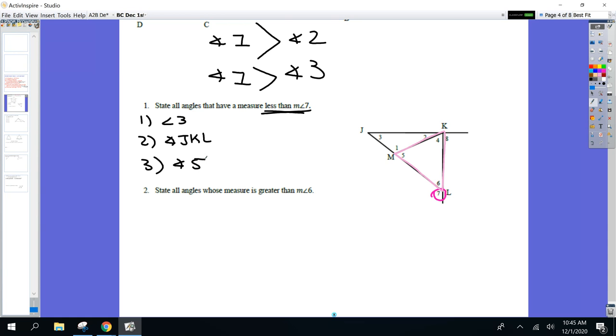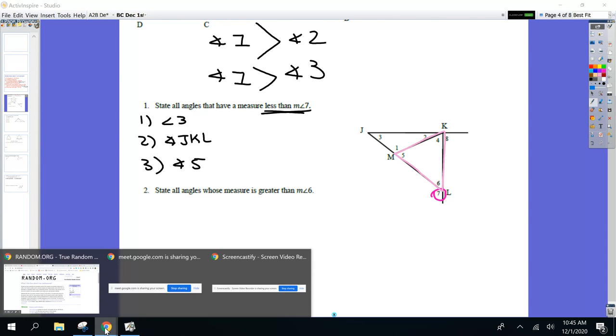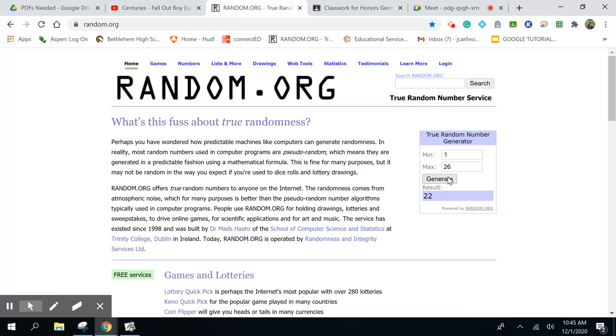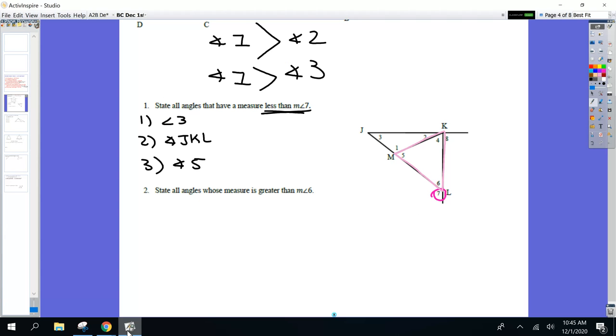So 7's bigger than 5. And 7's got to be bigger than 2's again. Here we go, Hannah. Another angle 7's got to be bigger than in that triangle. Angle 4. Good job. Angle 4. All right. Everybody good on why those 4 angles are less than angle 7?